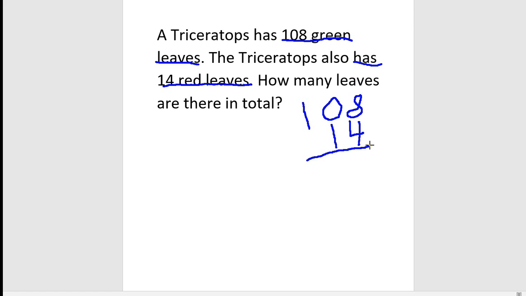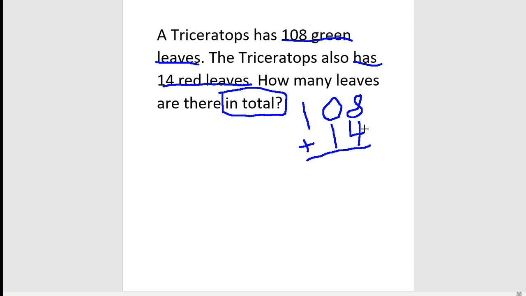And I put that there. So now we need to figure out if we're using addition or subtraction. It's asking how many leaves are there in total. Of course, we know when they're asking in total, we will be using addition. So this will be an addition word problem.